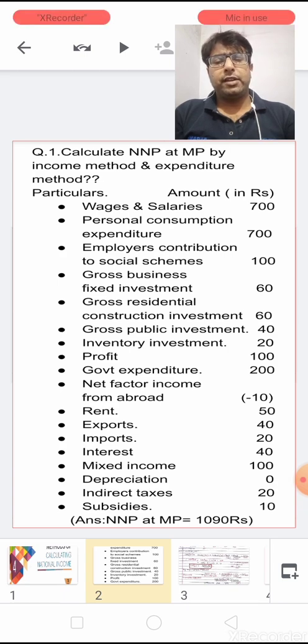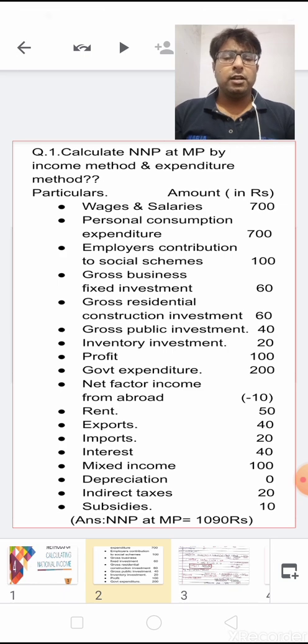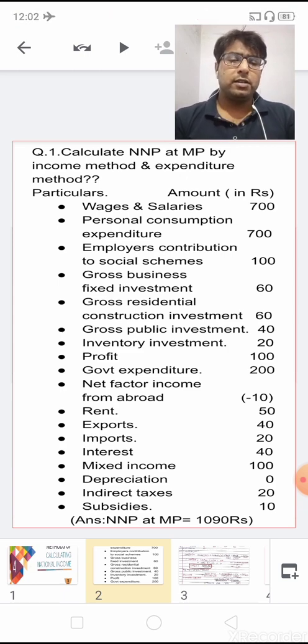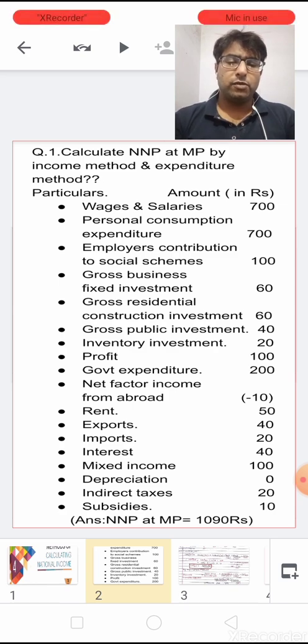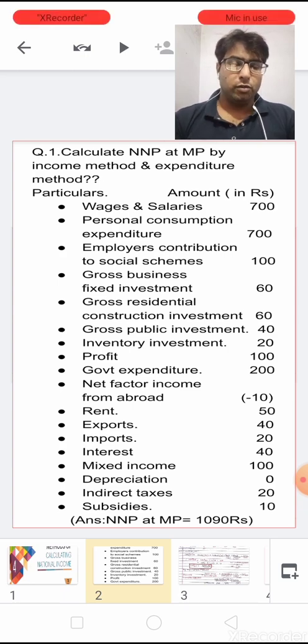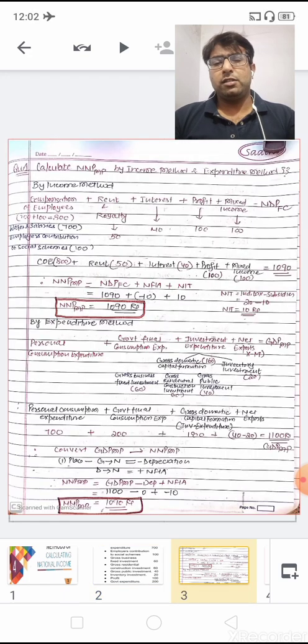The values given are: wages and salaries is 700, personal consumption expenditure is 700, employers' contribution to social security schemes is 100, gross business fixed investment is 60, gross residential construction investment is 60, gross public investment is 40, inventory investment is 20, profit is 100, government expenditure is 200, net factor income from abroad is minus 10, rent is 50, export is 40, import is 20, interest is 40, mixed income is 100, depreciation is 0, indirect taxes is 20, and subsidies is 10. Now we are going to solve this numerical.